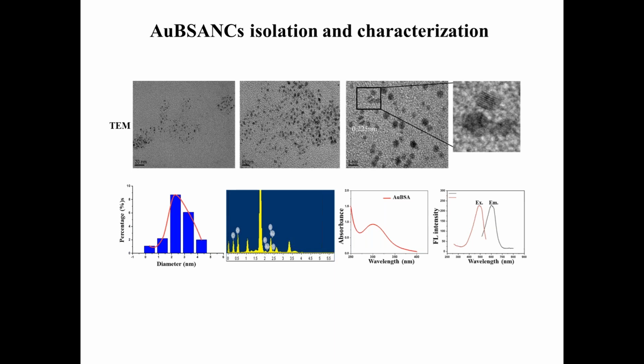Next, this is the elemental characterization of gold BSA nanoclusters. Here we can see the peaks with gold, which confirm the presence of gold in the sample. Here is the absorbance of gold BSA. The peak value of absorbance was at 290 nanometer. And next is fluorescence intensity, excitation and emission. The excitation was at 490 nanometer and the emission wavelength was at 580 nanometer.